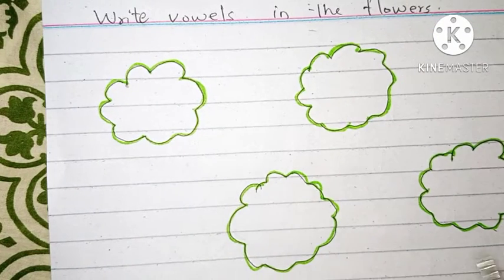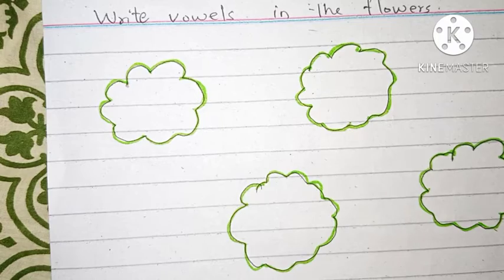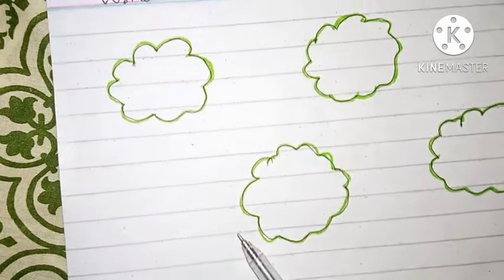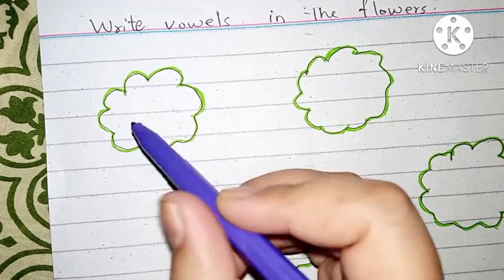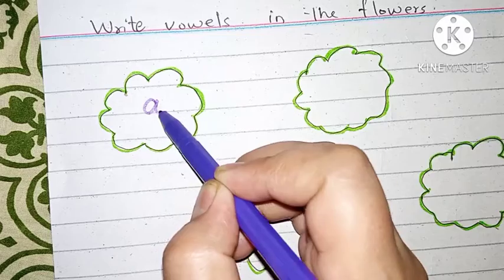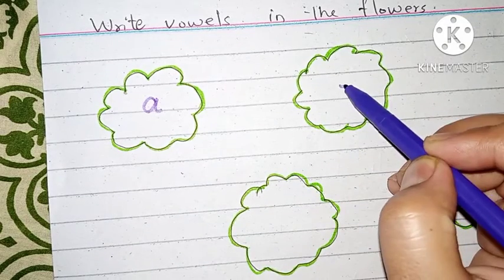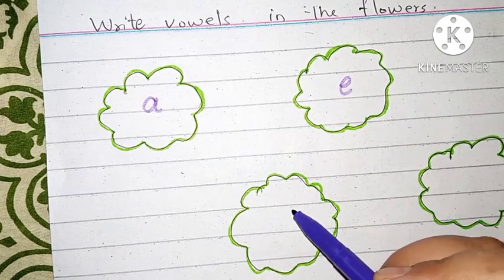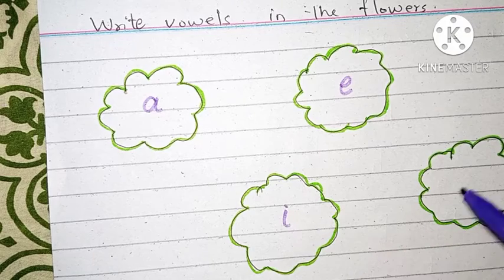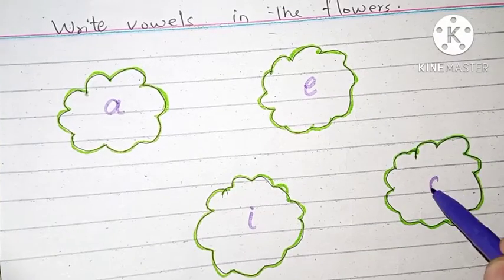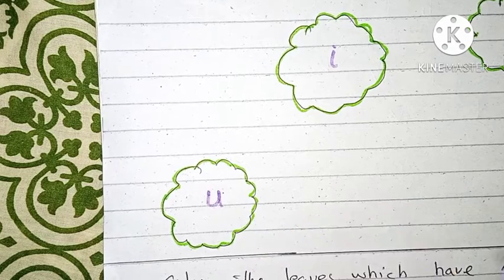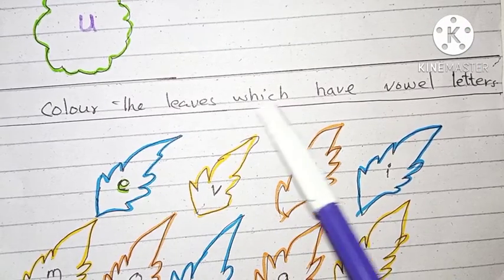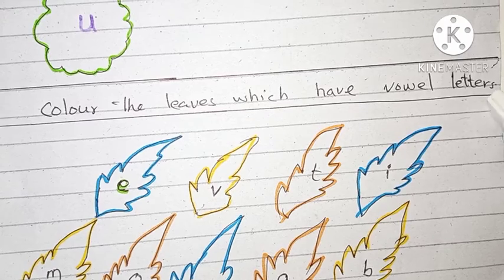There is one more activity: write vowels in the flowers. There are 5 flowers. We have to write vowels in these flowers. So the first one is A. The second one is E. I. O. U.